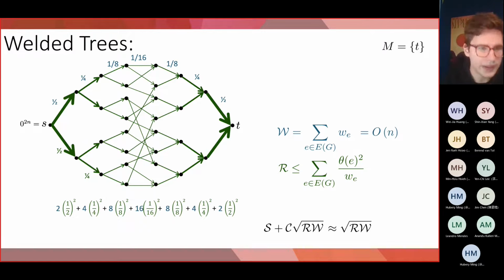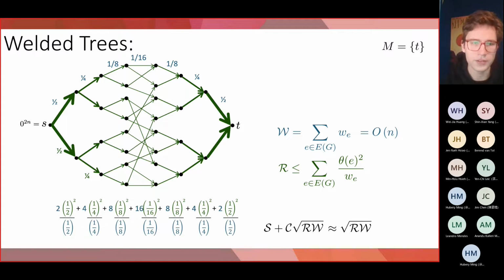The first part will just be linear, because first we have 2 edges, each of weight 1/2. Then we have 4 edges, each of weight 1/4. Then we have 8 edges, each of weight 1/8. So if you add all this up, it just scales linearly with n, with the depth of the whole graph. So okay, it's not exponential anymore, so that's definitely some progress.